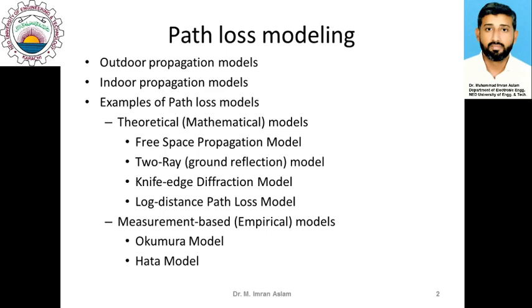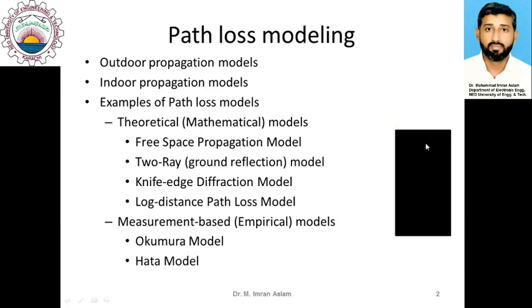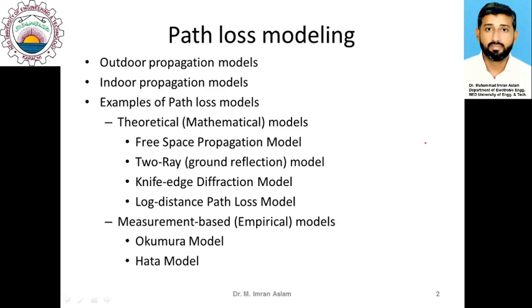Actually, we started the topic of path loss modeling, and we discussed that path loss modeling is a critical parameter in designing any system, because it is used to predict how the signal would be received at the receiver side. Whenever we model a path loss between transmitter and receiver, we generally try to relate the received power with the transmitted power.